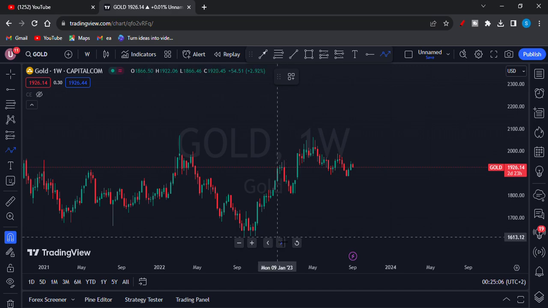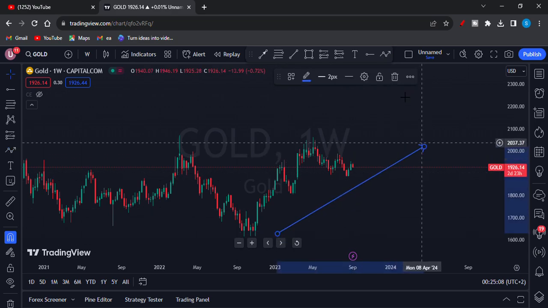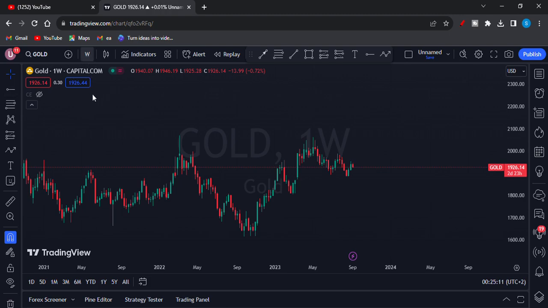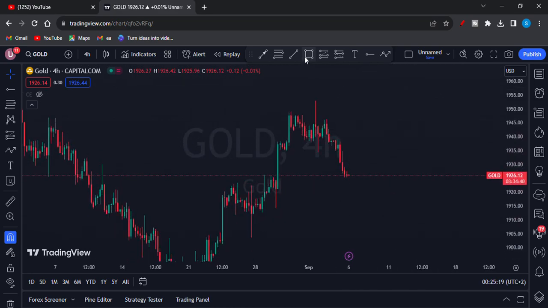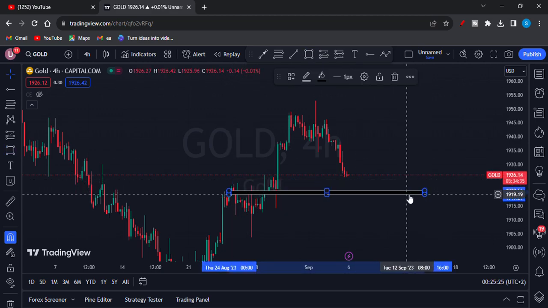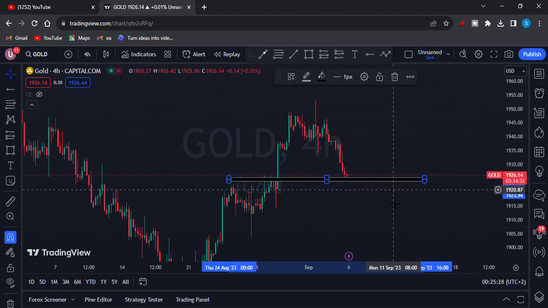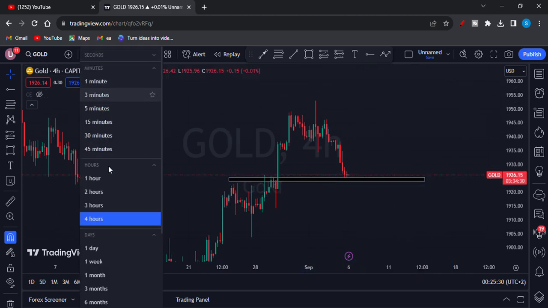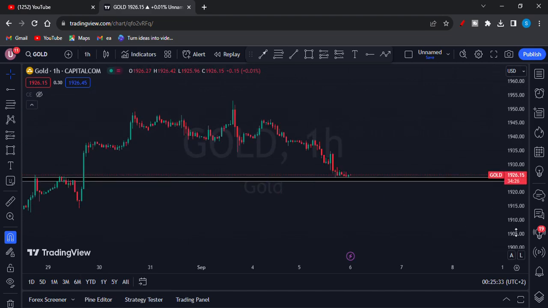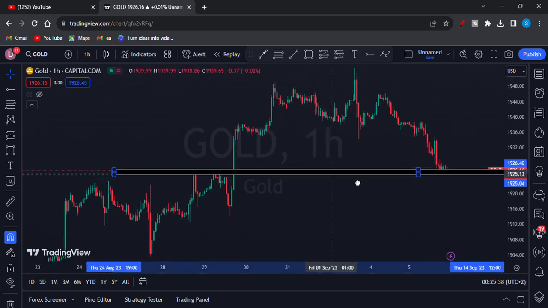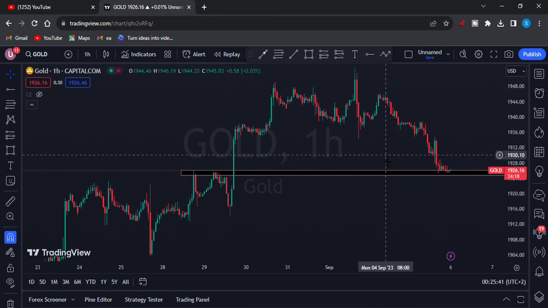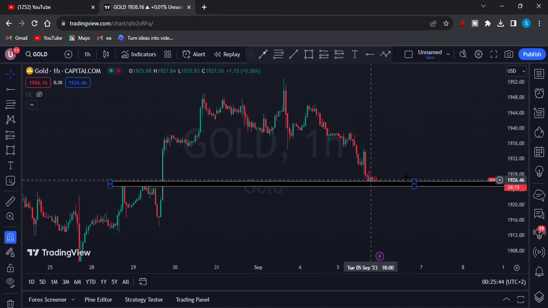And then let's go to gold, and then on a weekly. On a weekly, we are on an uptrend. And then let's go to our 4-hour. On a 4-hour, we have this zone right here. Let's go to hourly. On an hourly, I think this zone is much clearer. So we have this zone on an hourly.